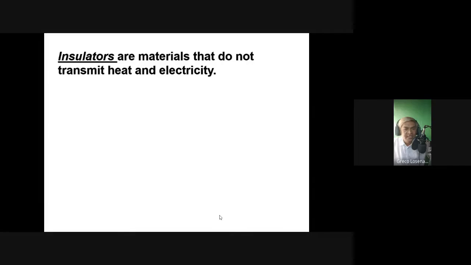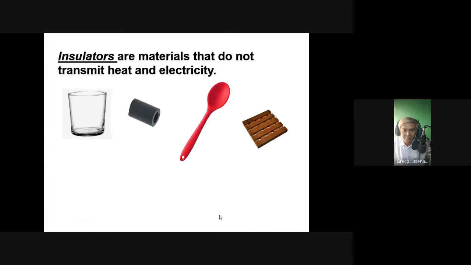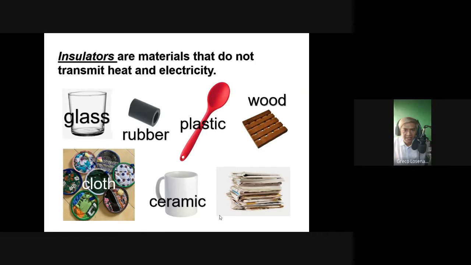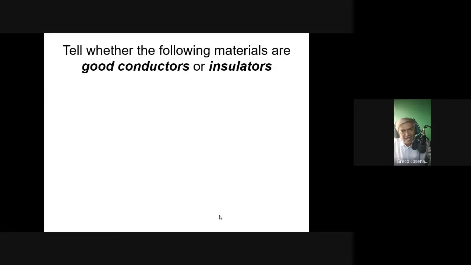Now, how about materials that cannot transfer or transmit heat and electricity? We simply call them insulators, just like in these pictures. And these materials that you can see are made out of glass, rubber, plastic, wood, cloth, ceramic, and paper.